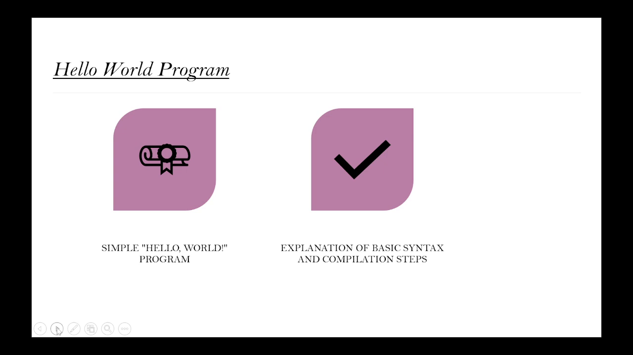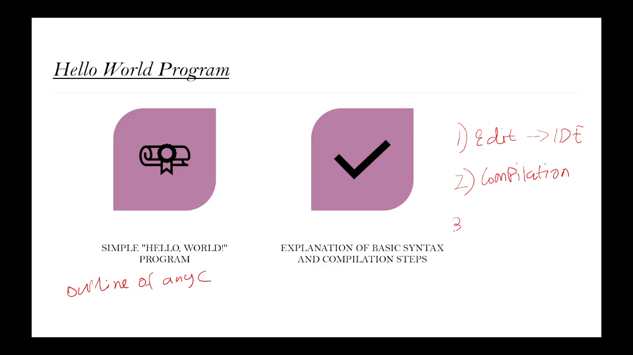So first, let us start with a simple hello world program through which we will understand the outline of any C program. The basic steps involved in writing any C program would be the first step is to edit, which could be done using any of the IDE tools. The second step involves the compilation, wherein we are going to look for any syntax error. The third step in running a C program is running in the debug mode. So let's look at a simple example to understand these three steps.